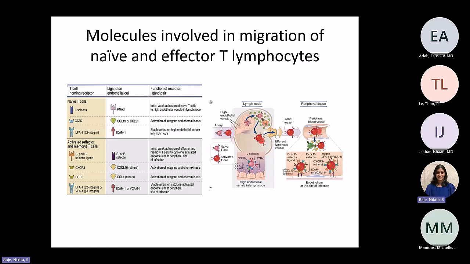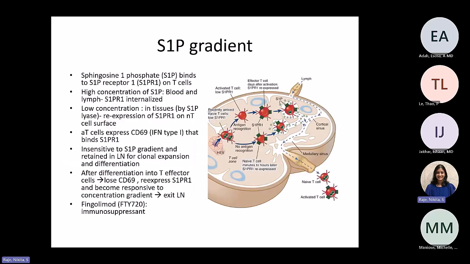So how does the T cell know, right? The blood flow itself can only keep the T cell in the lymph node for a short period. But these T cells, once they are active, need more time to spend in the lymph node. So how do these cells know which way to go? The reason for that regulation of their movement is a gradient called the S1P gradient. S1P stands for sphingosine 1-phosphate, and S1P binds to its receptor called S1PR1.